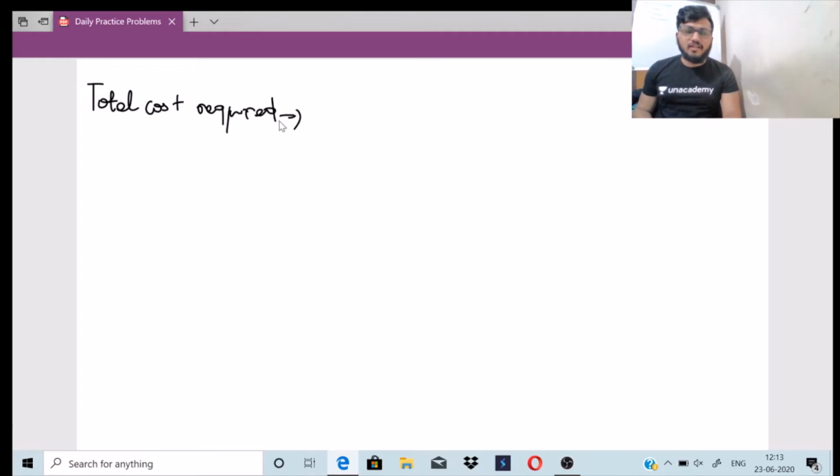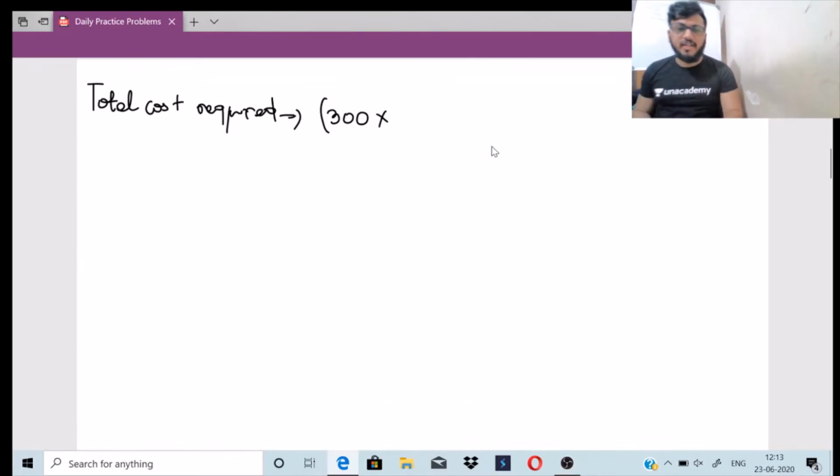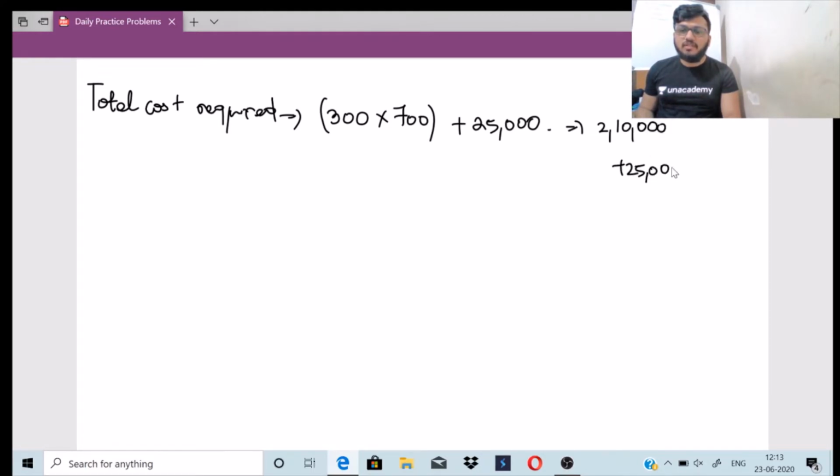We know that the cost of each chair is 300, and he is producing 700 chairs, and 25,000 is his extra expense, which is independent. So this will be 300 into 700 plus 25,000. 700 is the number of chairs this person is producing, 300 is the expense for each chair, and 25,000 is the additional expense. So this becomes 210,000 plus 25,000, which is equivalent to 235,000, right?